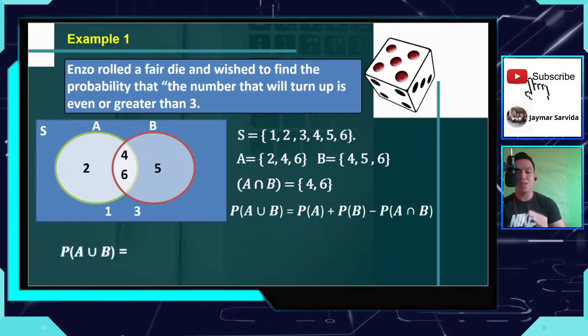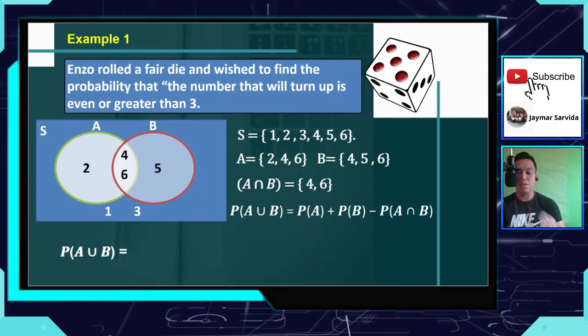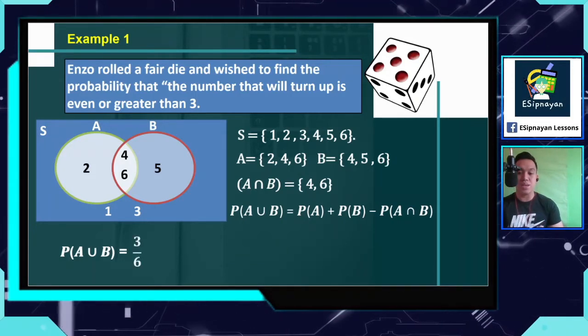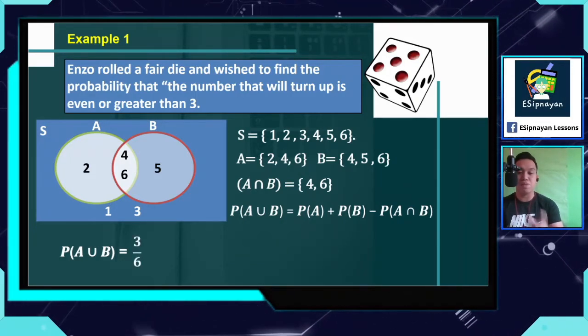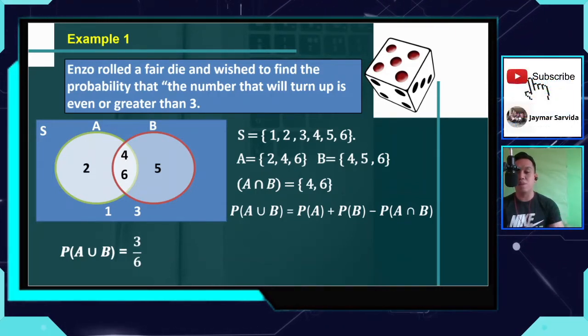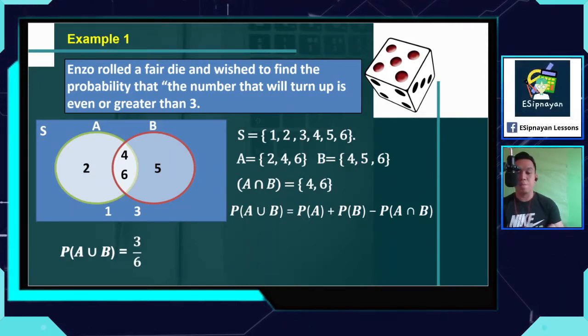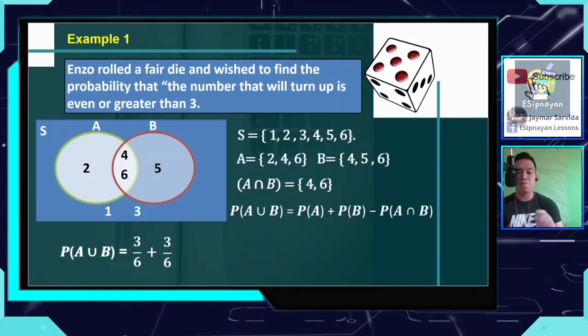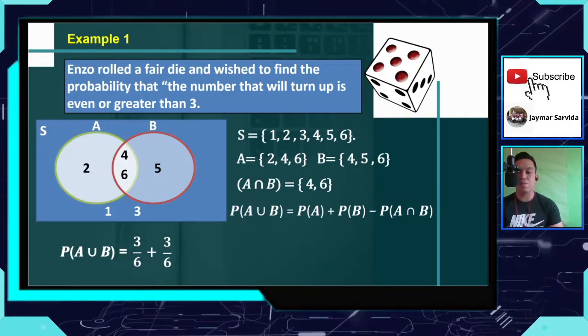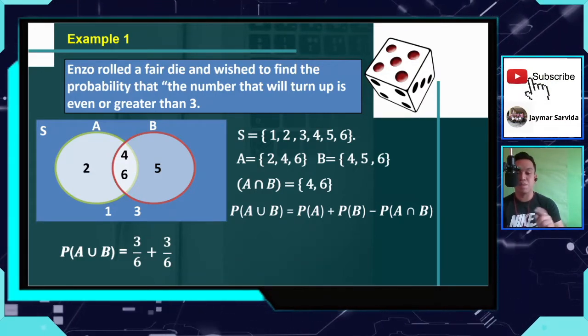So, isubstitute na natin ngayon yung ating mga given value dito sa ating formula. So, yung probability of event A is 3 over 6 dahil yung ating number of favorable outcome in event A is 3 over the total number of possible outcomes in the sample space, which is 6. So, 3 over 6. Plus the probability of event B. So yan ay 3 over 6 also because we have the number of favorable outcomes in event B is 3 over the total number of possible outcomes in the sample space, which is 6.